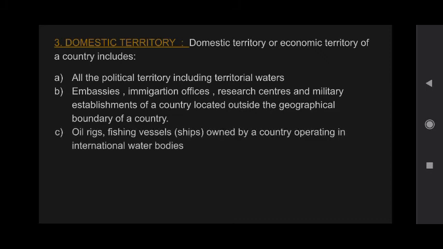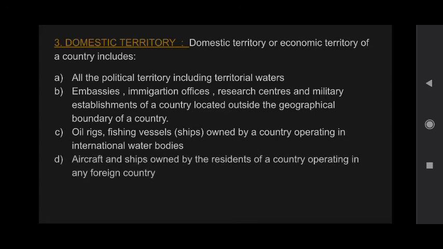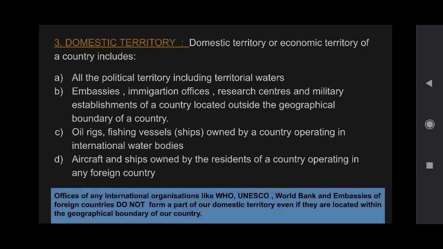Third, oil rigs, fishing vessels, that means the ships owned by a country but operating in an international water body, still will be a part of that country. Fourth, the aircrafts, that is, the airplanes and ships which are owned by the residents of a country but are operating in any other foreign country, still will be a part of the domestic territory of this country. So, in a nutshell, whatever assets are owned by, let's say, India, but are outside the geographical boundary of India, will still be considered a part of the domestic territory of India.